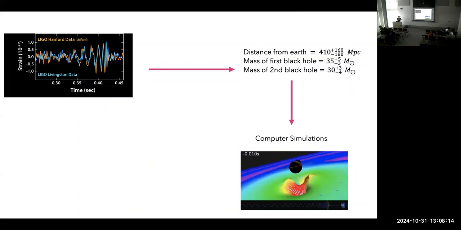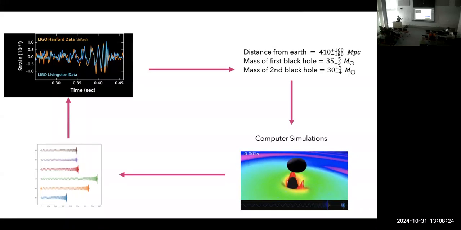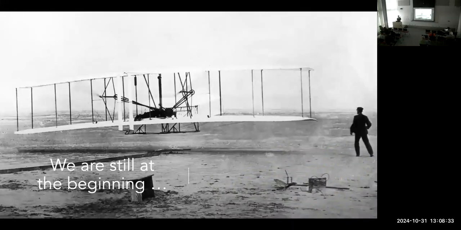So what we do is run a bunch of computer simulations. We produce a bunch of gravitational wave signals, and then we compare them with our signal. So this is just a classic inverse problem in physics. And then we figure out roughly what the parameters are. But we're still really at the beginning of the journey in gravitational waves. We literally did our first flight here.